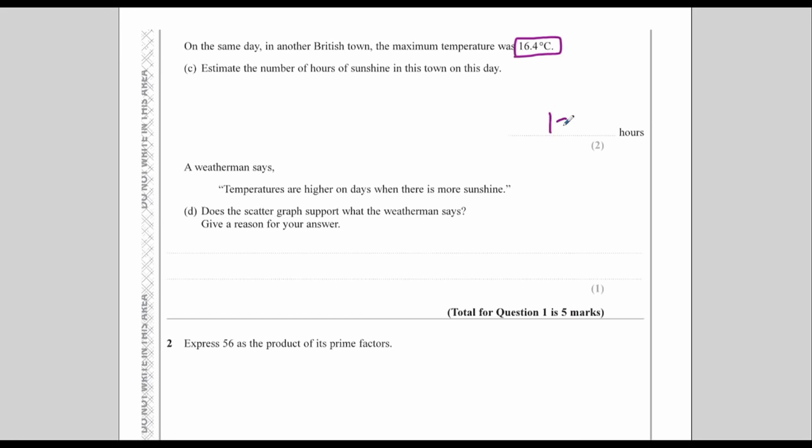So let's write that down. A weatherman says temperatures are higher on days when there is more sunshine. Does the scatter graph support what the weatherman says?